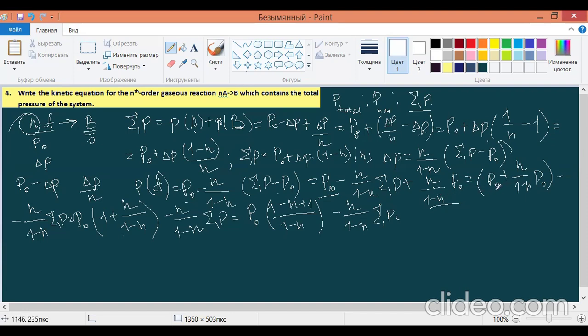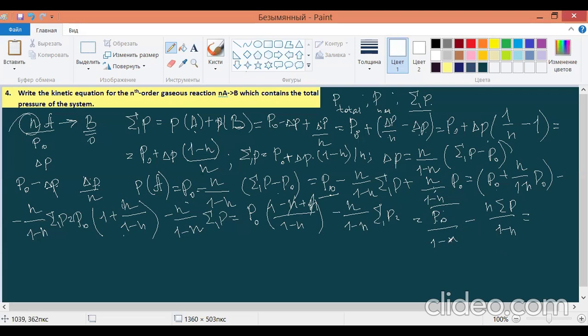So P0, I group this into one brackets plus, yeah, everything's fine actually. 1 minus n. Oh, plus n, not 1. It's n here. Okay, I'm sorry. So plus n and minus n cancel each other. And finally, we got p0 over 1 minus n minus n times sigma p over 1 minus n.